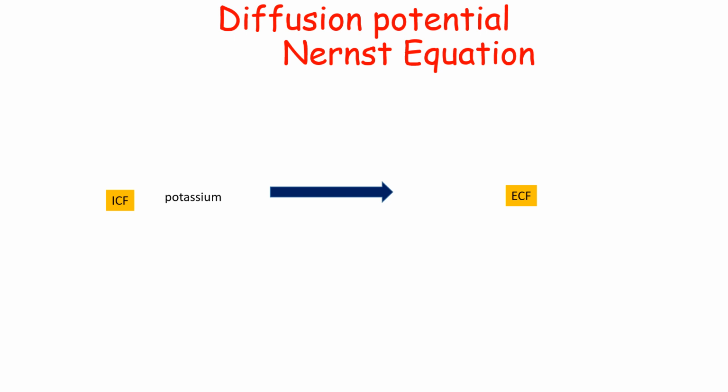So till now we have discussed that because of the selective permeability of the membrane, there is leakage of the potassium ion to the cell interior, contributing to the negativity of the cell.